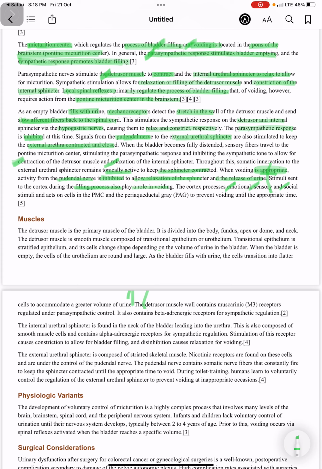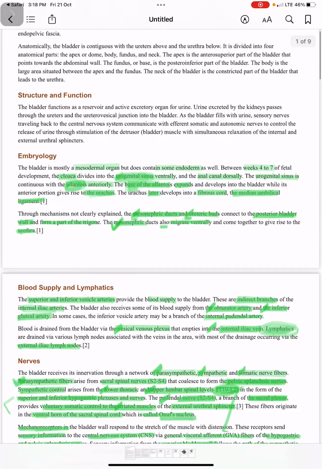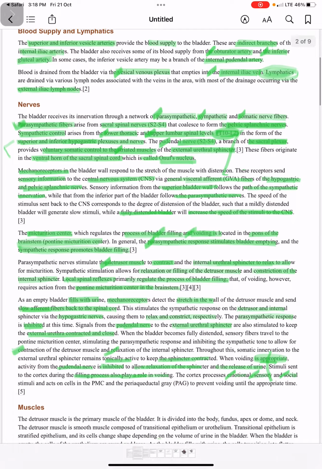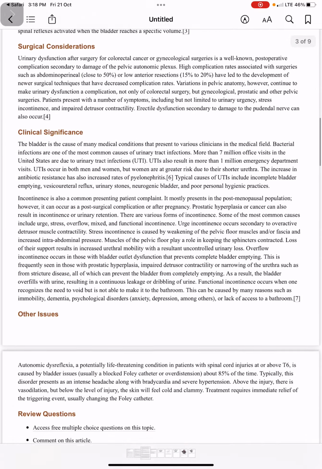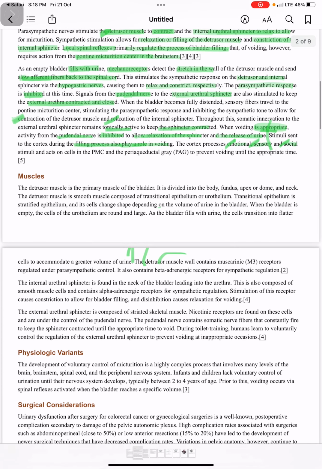So apart from this, the cortex also, stimuli sent to the cortex during the filling process play a role in voiding. So the cortex processes emotional, sensory and social stimuli and acts on the cells in the PMC, the pontine micturition center, and the periaqueductal gray to prevent voiding until the appropriate time. So the appropriate time should be there for voiding.